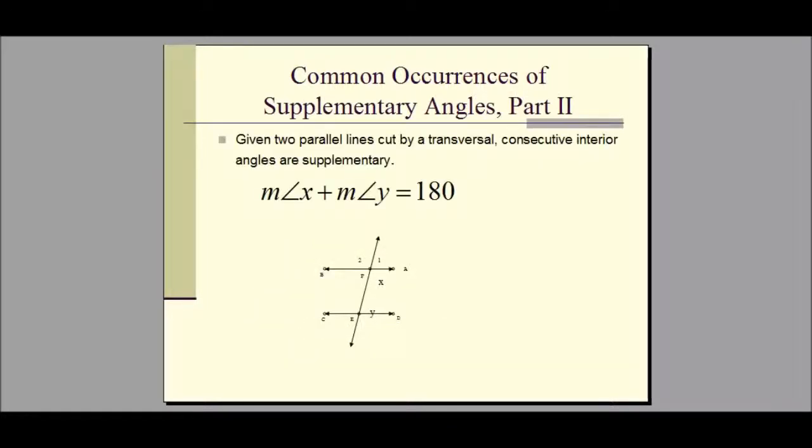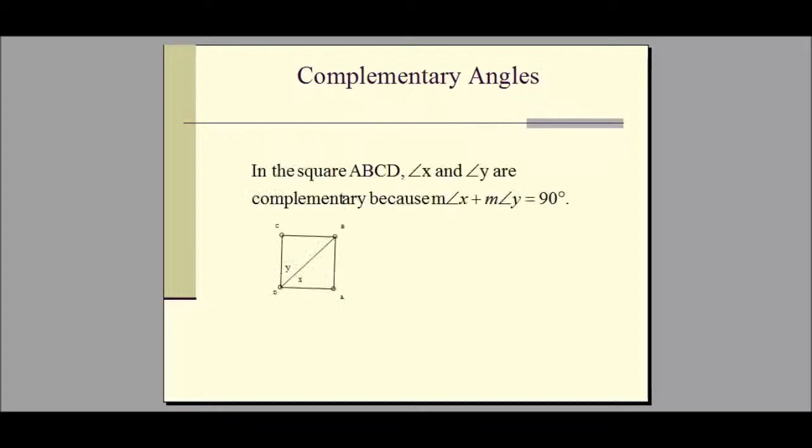In the drawing below, angles x and y are consecutive interior angles that are formed when a transversal cuts two parallel lines. In this case, the measure of angle x plus the measure of angle y will equal 180 degrees. This theorem only applies when the two lines are parallel. In square ABCD, angle x and angle y are complementary because the measure of angle x plus the measure of angle y equals 90 degrees.